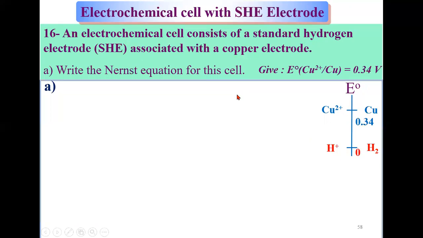Okay, so the first question is, write the Nernst equation for the cell. Well, first of all, if I have the cell at standard reduction potentials, then I do not need a Nernst equation. However, it's when the concentration of this copper 2+ or this H+ ion is different than 1 molar that I need a Nernst equation.